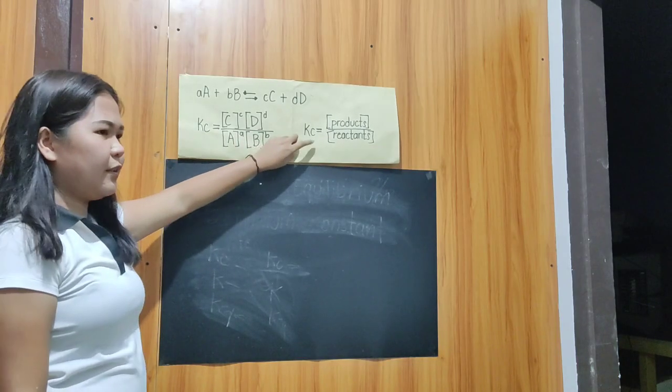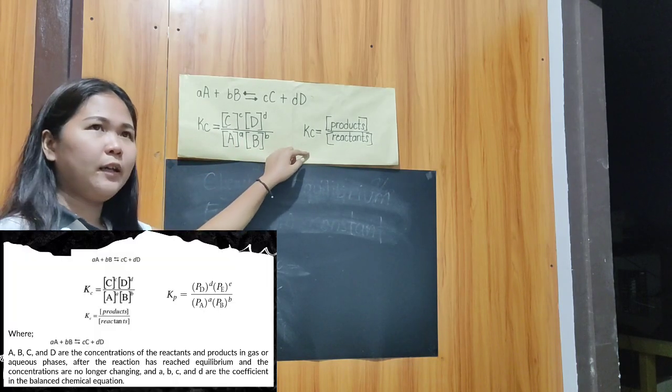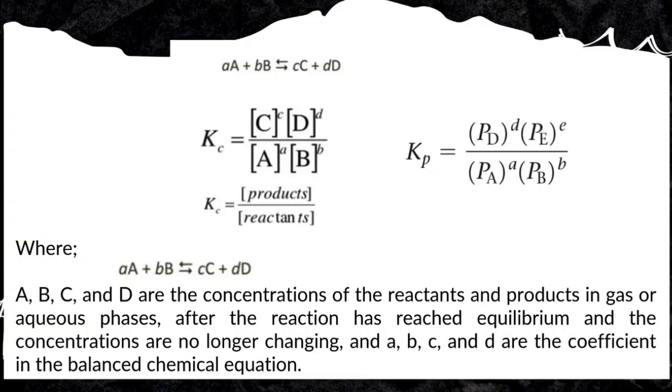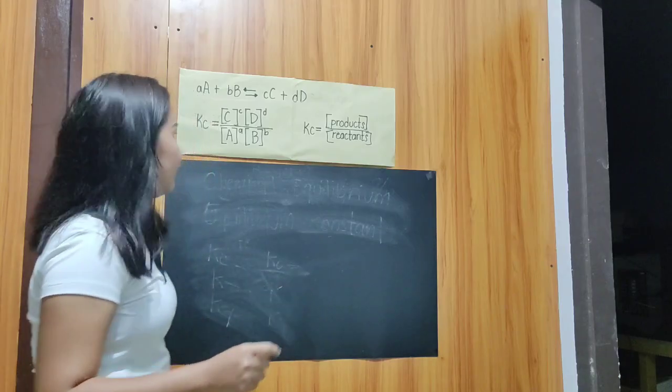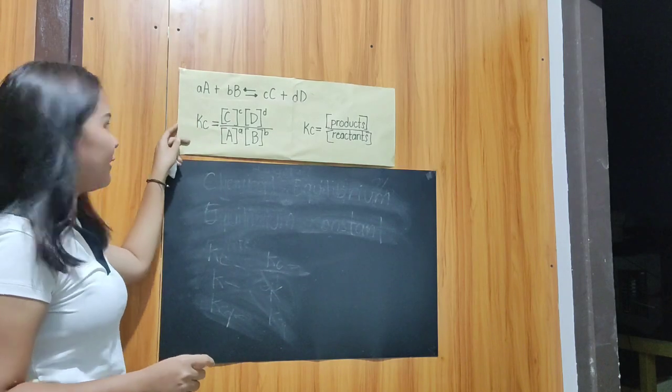Okay, so we have here the equilibrium constant equation, where A, B, C, and D are the concentrations of the reactants and products in gas or aqueous phases after the reaction has reached equilibrium and the concentrations are no longer changing. And lowercase a, b, c, and d are the coefficients in the balanced chemical equation. Okay, so as you can see, just observe.